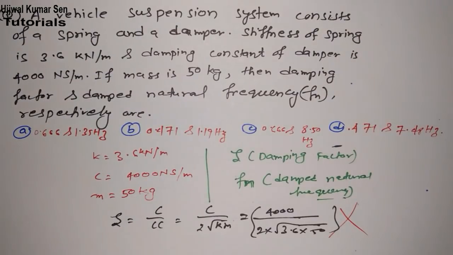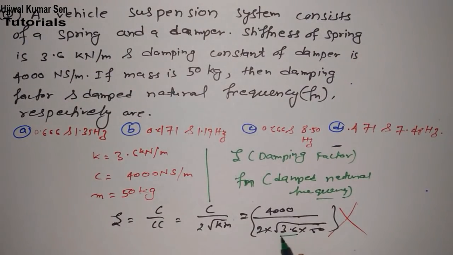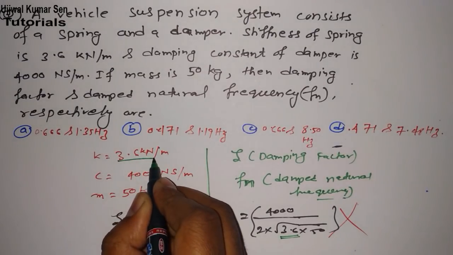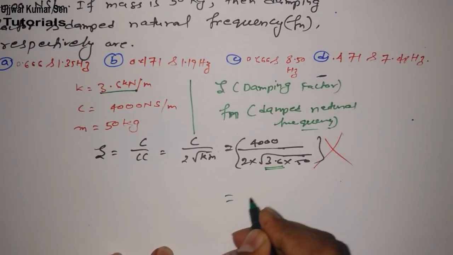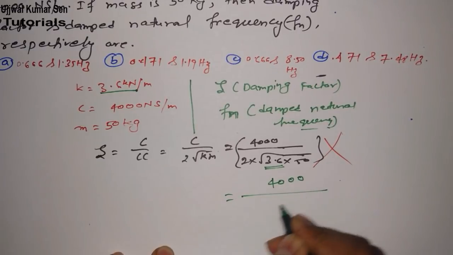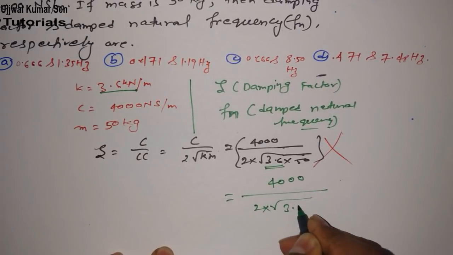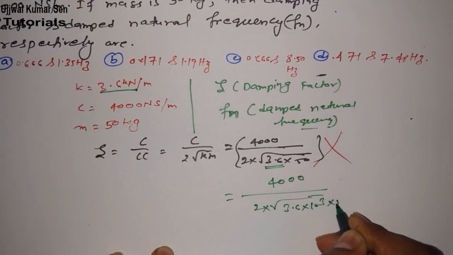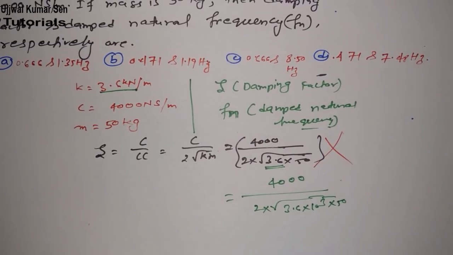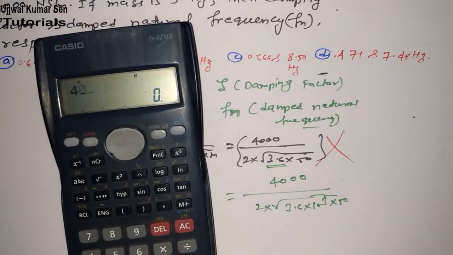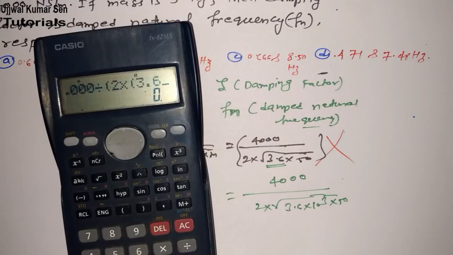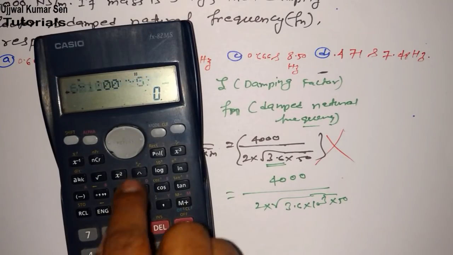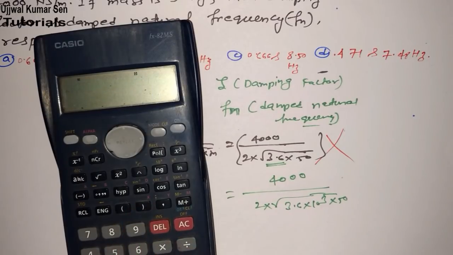Okay, so exactly the mistake is here. It's 3.6 kilonewton. So what should we write? 4000 divided by 2 multiplied by 3.6 times 10 to the power 3 multiplied by 50. Then we can solve the question to get the right answer. So what we have to do now? 4000 divided by 2 multiplied by 3.6 multiplied by 1000 multiplied by 50, its root, and bracket close.